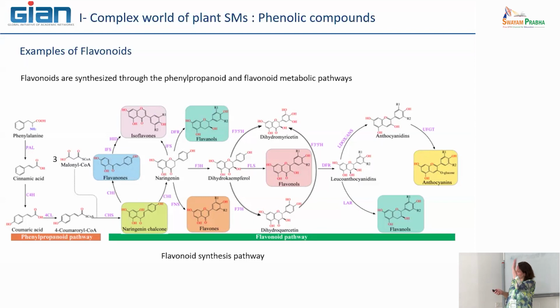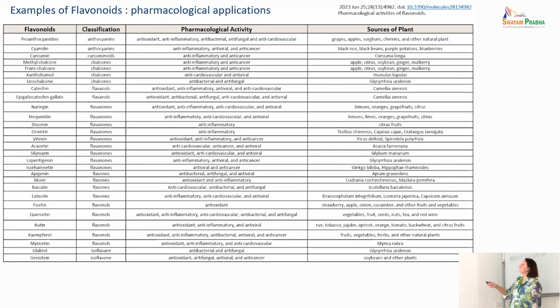Okay, don't be surprised. Here it is also useful to see the most used flavonoids in pharmacological applications. Here are the main activities: anti-inflammatory, anti-cardiovascular, antibacterial, antioxidant, and so on. Here is the classification of these flavonoids and the name of the flavonoid, and here the plant source in which it can be found.